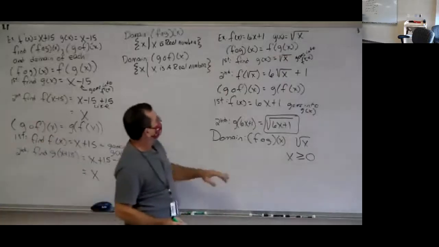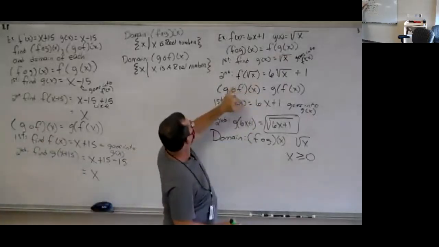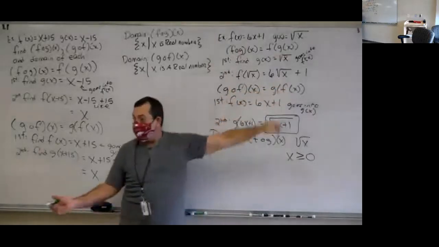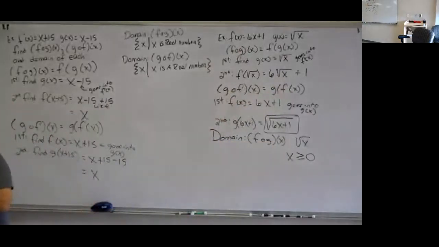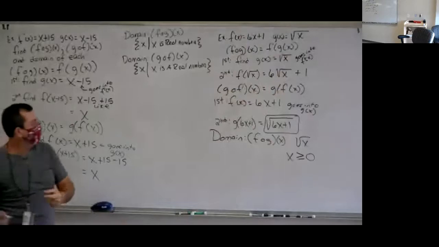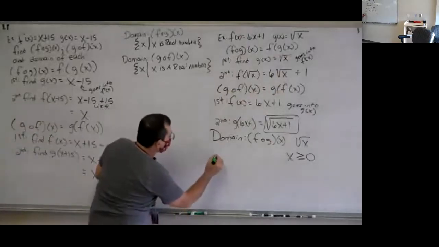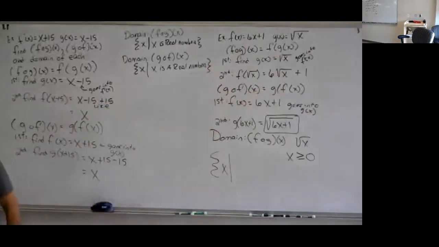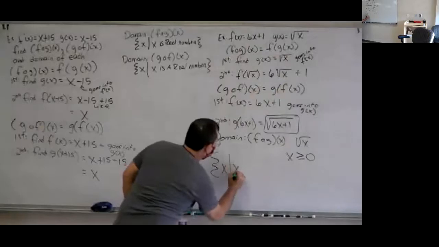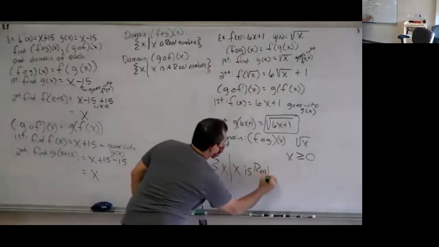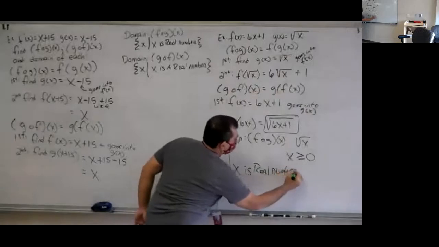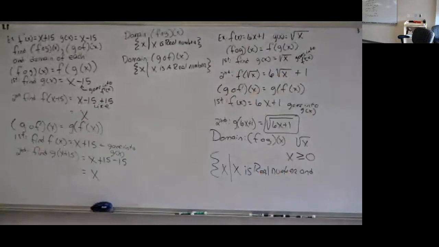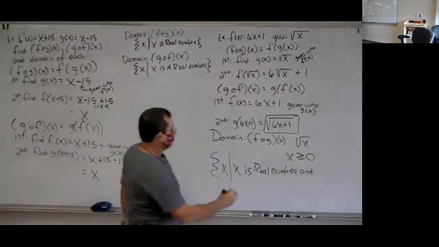So now, where'd my second part go? I still got the single radical, right? And it's still got a single x under it, which means that the x still has to be greater than or equal to 0. So when we write this, we're going to come down: x such that x is a real number and x has to be greater than or equal to 0.